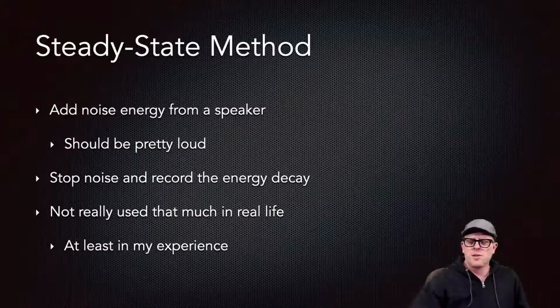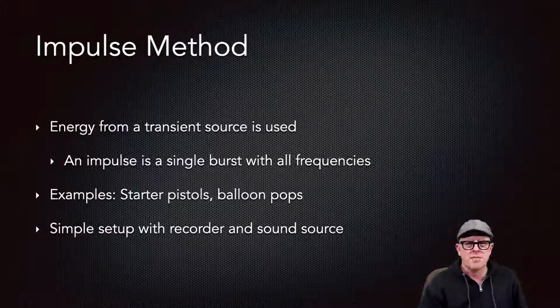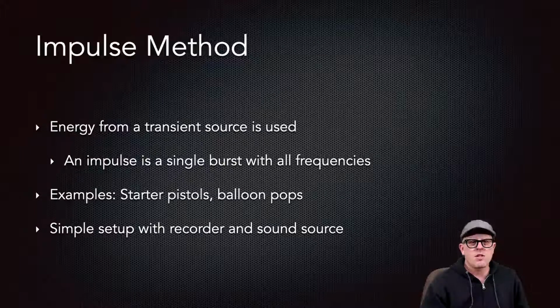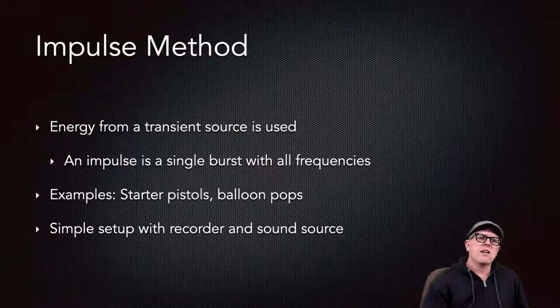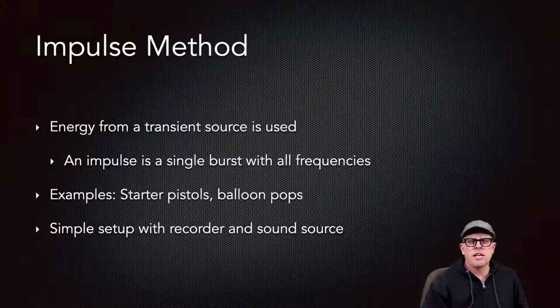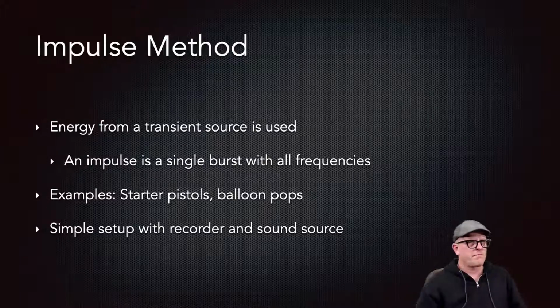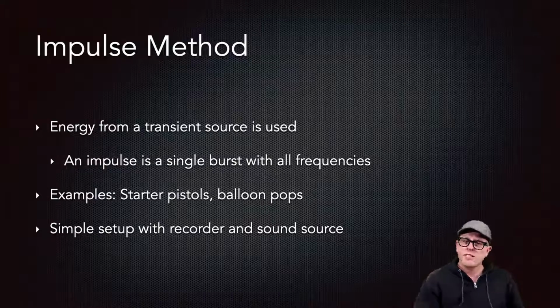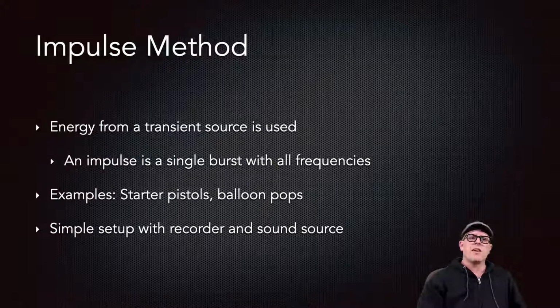So we'll talk about the swept ones here. First, let's talk about the impulse method. This is the way that things are done most of the time these days. Energy from a transient source is used. An impulse is a single burst with all frequencies. Traditionally it's been something like balloon pops. That's been the tool for a long time, and it's still used. It's actually pretty good. You can do quite a bit with it.